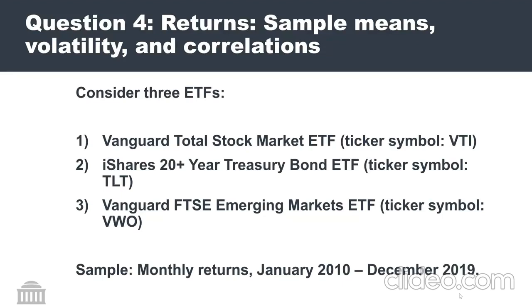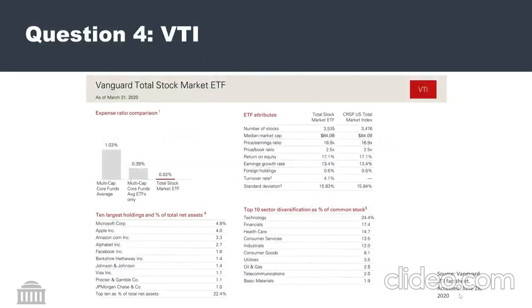Before we go ahead and compute statistics, let me first tell you a few interesting facts about these exchange-traded funds. This is an example of a fact sheet for Vanguard Total Stock Market ETF. It shows a few interesting statistics. First, it shows the number of stocks currently traded on the US exchanges. This number is 3,535 stocks.